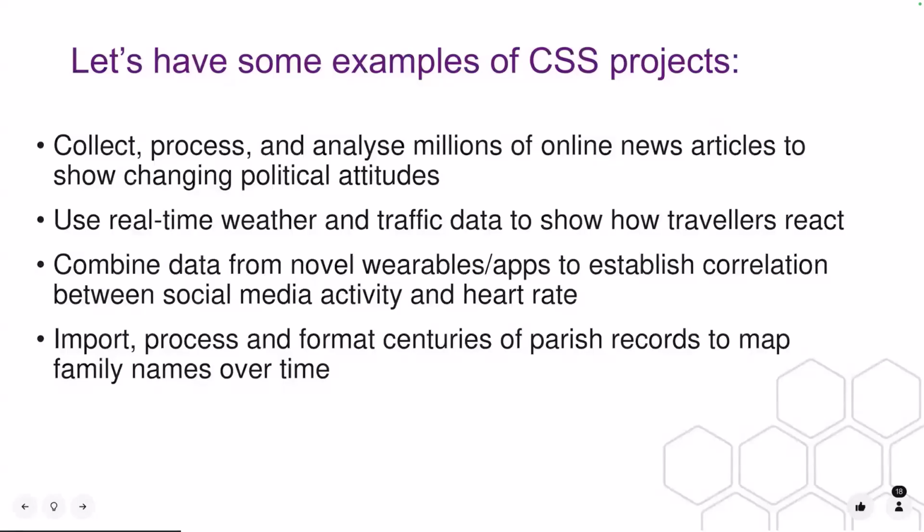We have other examples, which include, so you could, for instance, combine data from novel wearables or apps to establish a correlation between social media activity and heart rate. So this could be aiming to answer a social science question about how people feel about certain images. So you could look at how they react. Are there positive or negative feelings? Are they irritated? And so on.